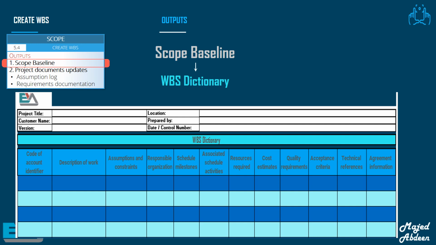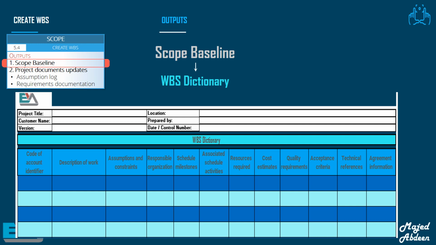The WBS Dictionary includes the Code of Account Identifier. This is the WBS code or the code of account as we explained before. It also includes the description of work in each WBS component required to produce each deliverable, and the assumptions and constraints. You might have assumptions and constraints on the project level, but also maybe there are assumptions and constraints on the control account or work package levels.